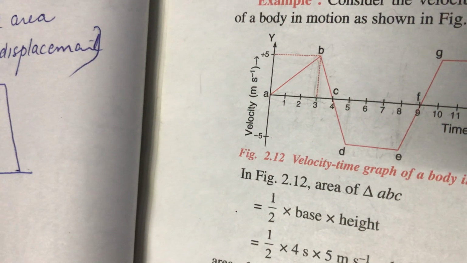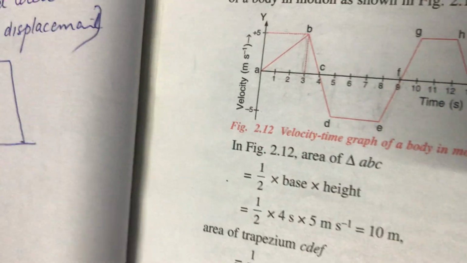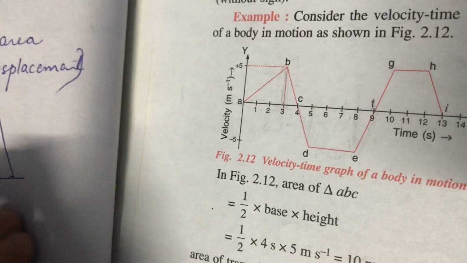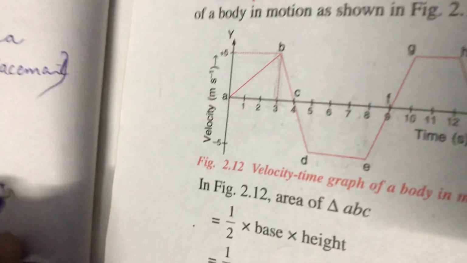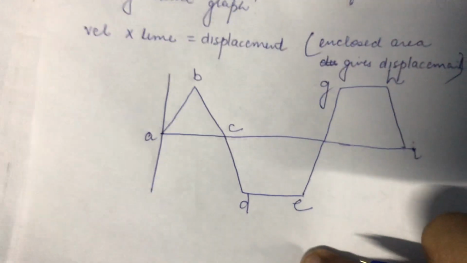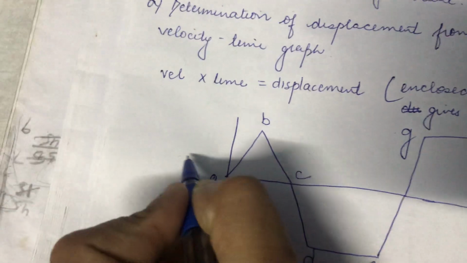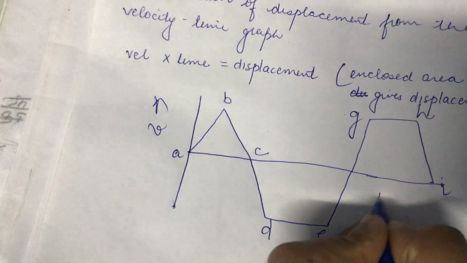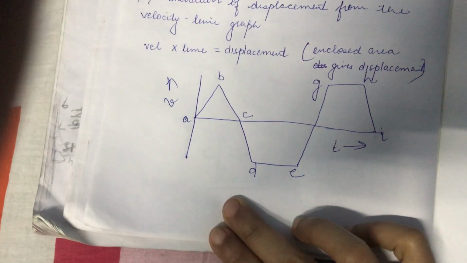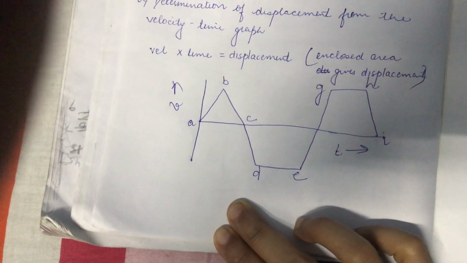So we mark these positions as A, B, C, D, E, F, G, H and I. So this is the figure we are having. Here we have velocity and here we have time. Now what they are saying in this graph, the area enclosed above the time axis represents the positive displacement.